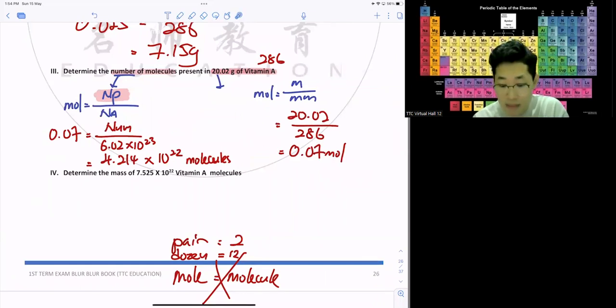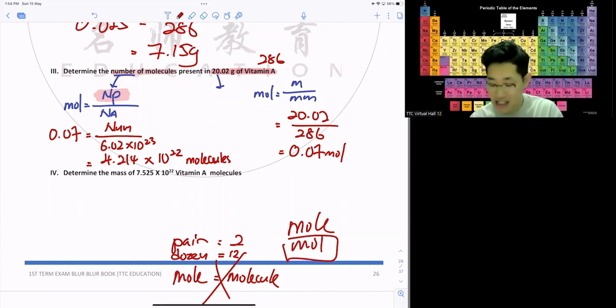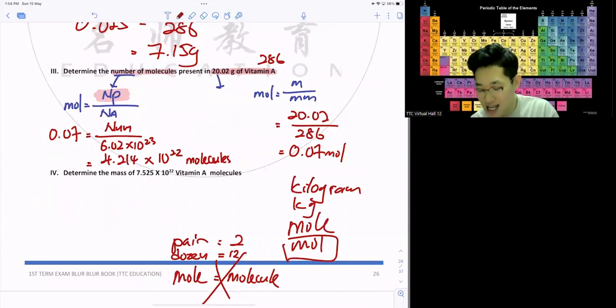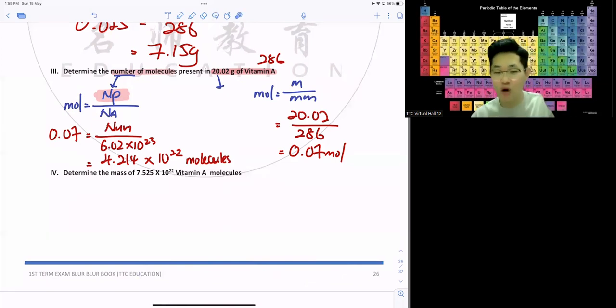Are mole and MOL the same or not? MOLE and MOL are the same. MOL is the short form, it's the unit. For example, kilogram, the short form is kg. The short form of mole is mol. So it's the same thing. There is no short form for molecule. Okay, then next.